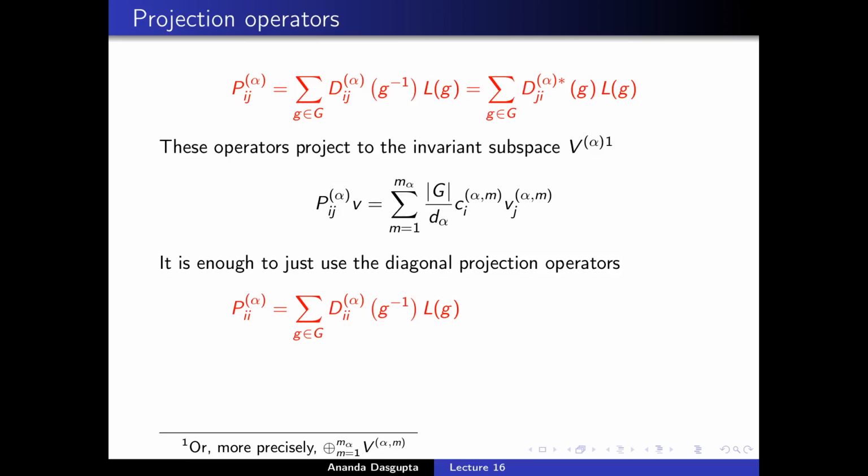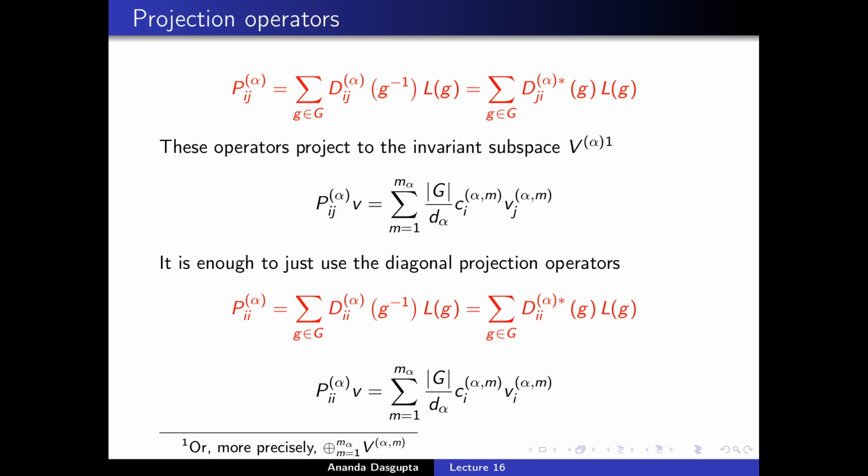Now, for each alpha, i and j can take d alpha distinct values, where d alpha of course is the dimensionality of the alpha representation. That means for each irrep you have d alpha square projection operators. That of course is a problem of plenty, because for a given irrep you actually have only d alpha basis vectors to project to. But here you have d alpha square number of operators which do the projecting.